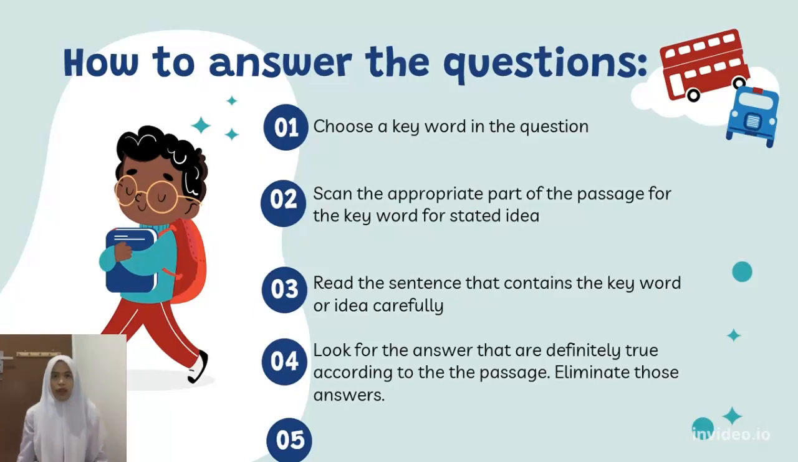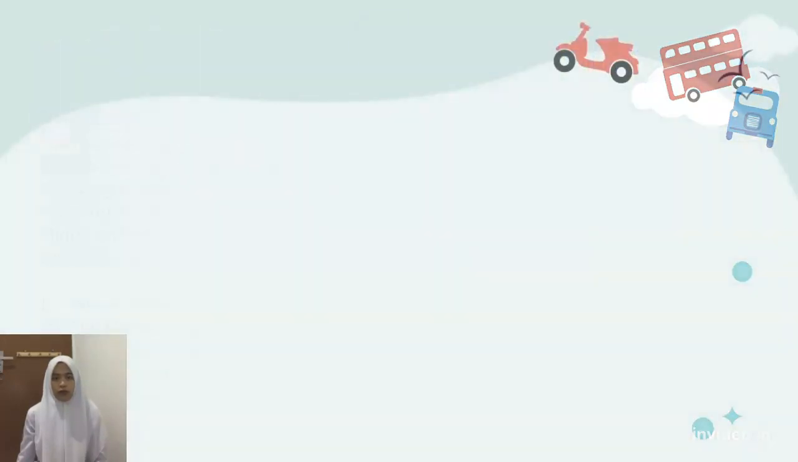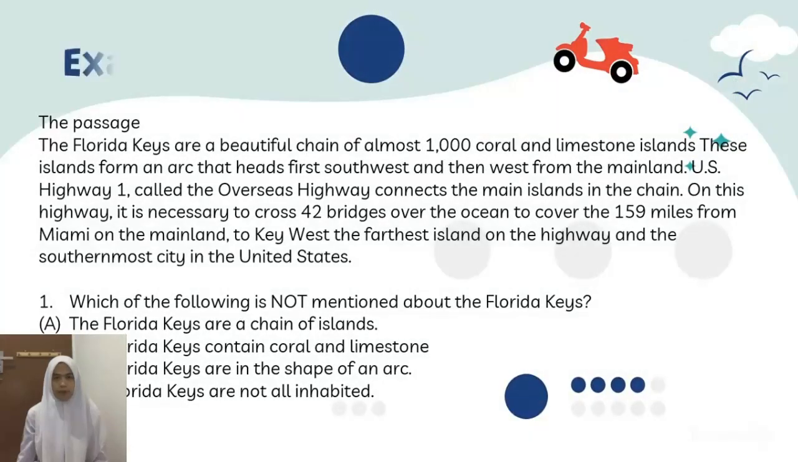Next, skill 3, unstated detail. How to identify the question? Which of the following is not stated? Which of the following is not mentioned? Which of the following is not discussed? All of the following are true except. Next, how to answer the question.